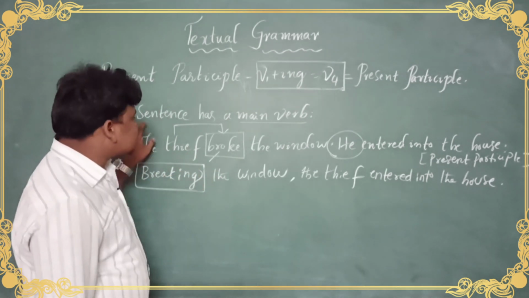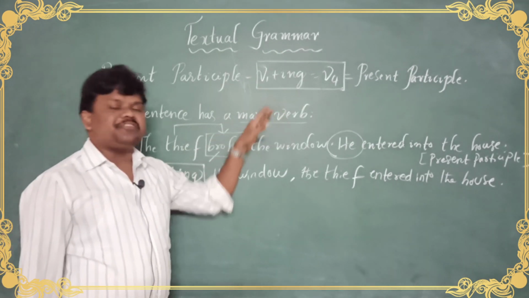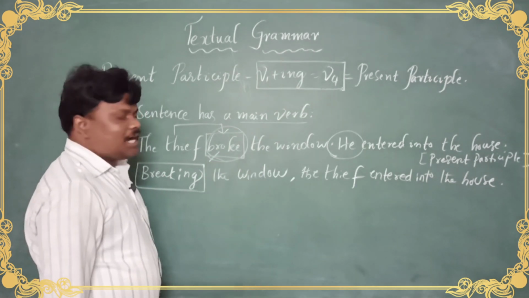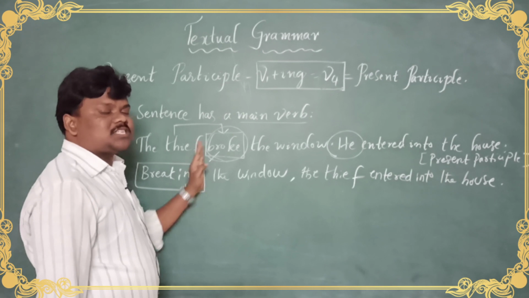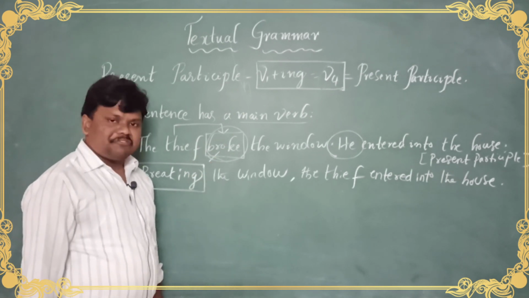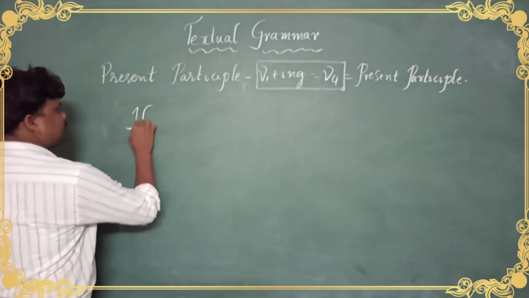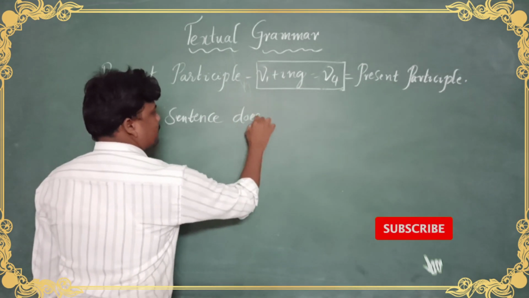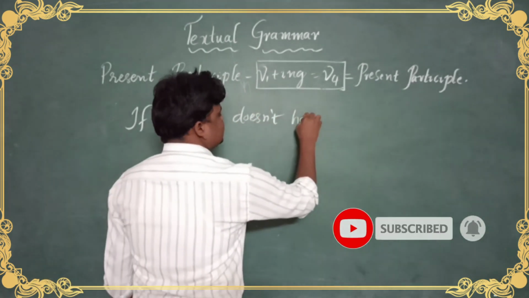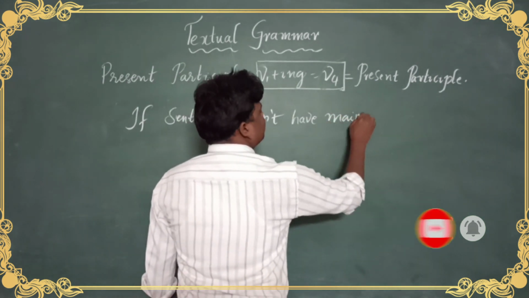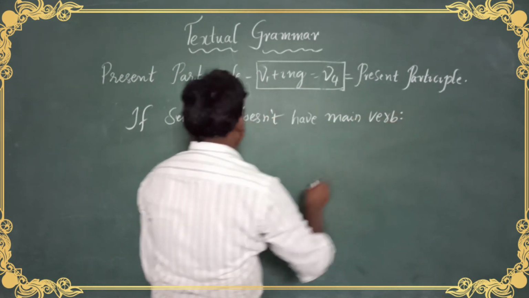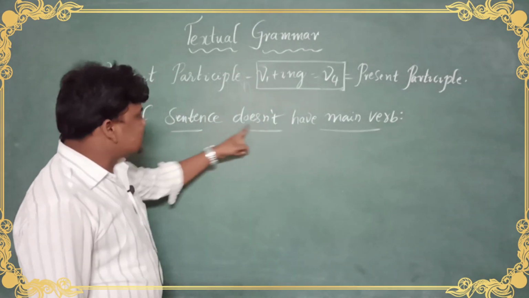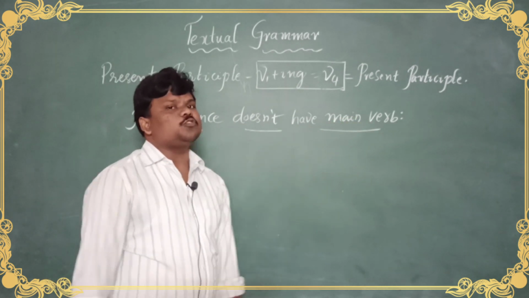Let me tell you, if a sentence doesn't have any main verb, how do we combine the two sentences? If there is a main verb, it is okay, very easy. And if there is no main verb after the subject, what might be the situation? How do we combine the two sentences? If a sentence doesn't have a main verb, how do we combine the two sentences?